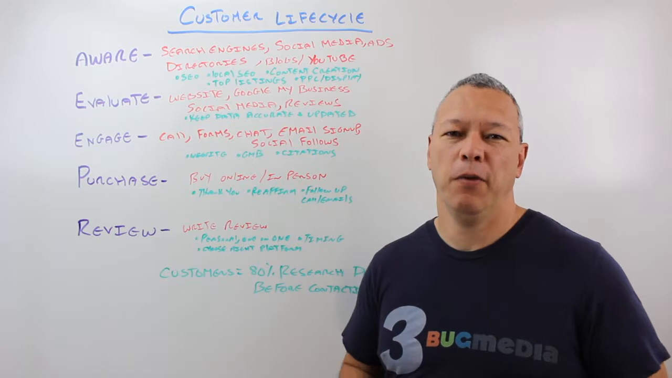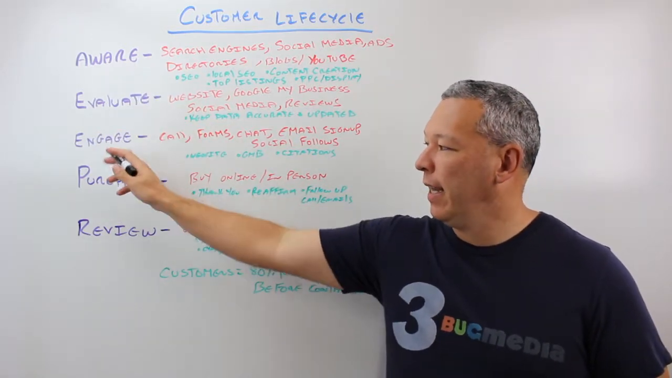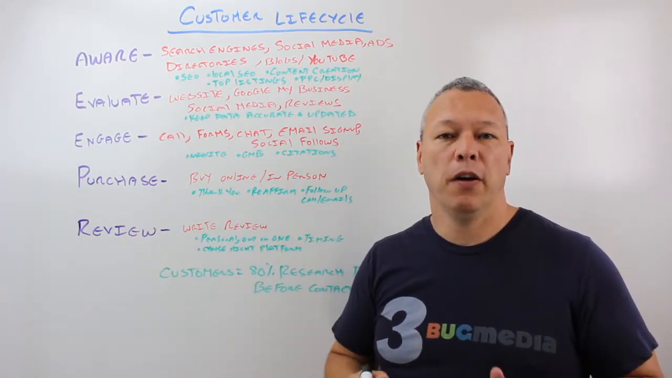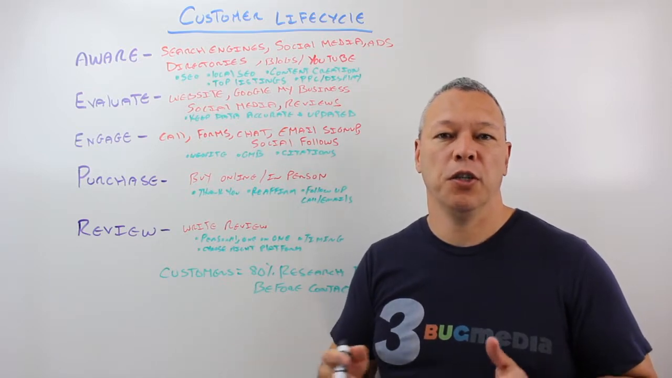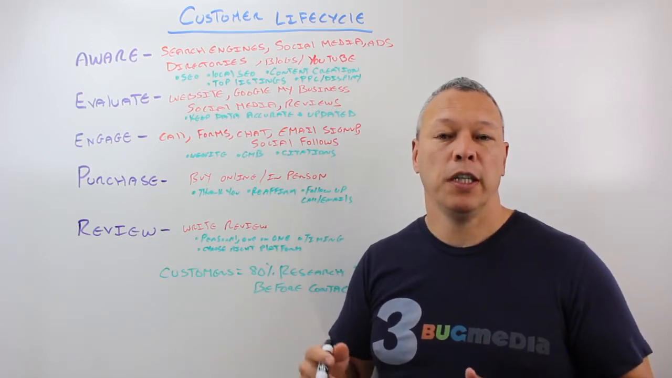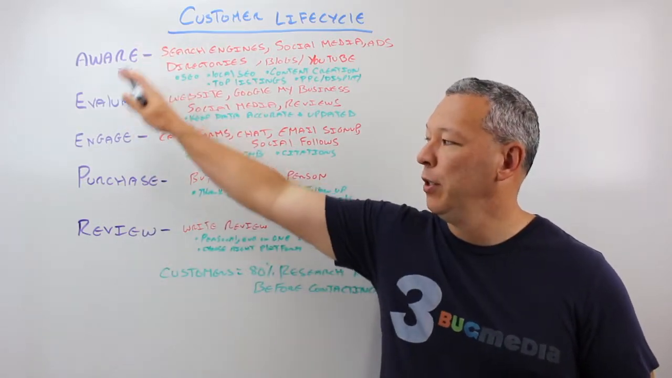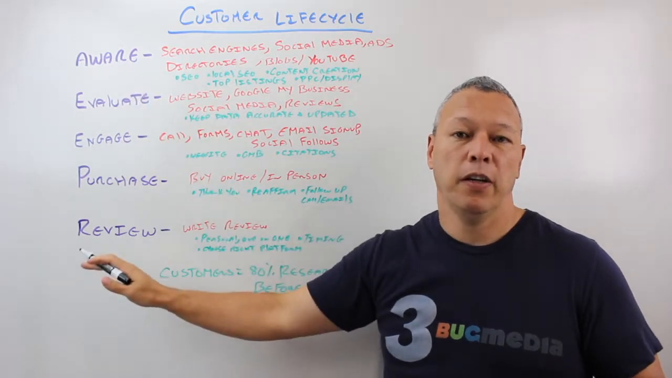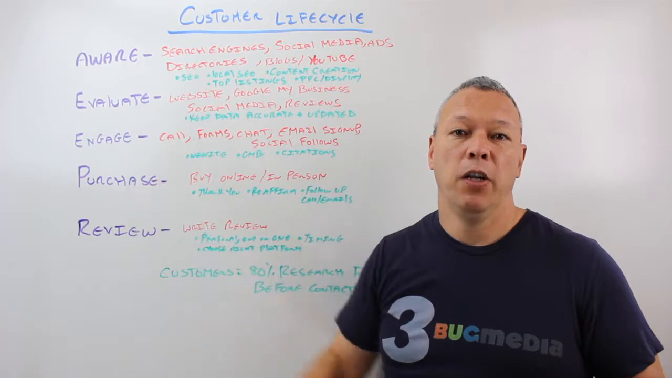Today we're going to talk about local online marketing and the customer life cycle. We have it broken down into 5 areas: awareness, evaluate, engage, purchase, and review. It's important that you understand each of these stages because not all of them are ones you're going to be aware of. You need to make sure you have the right elements in place to be a part of each stage of this customer life cycle, or you may miss out on a potential customer without even knowing it.